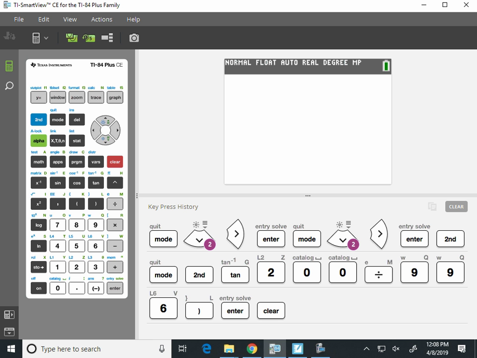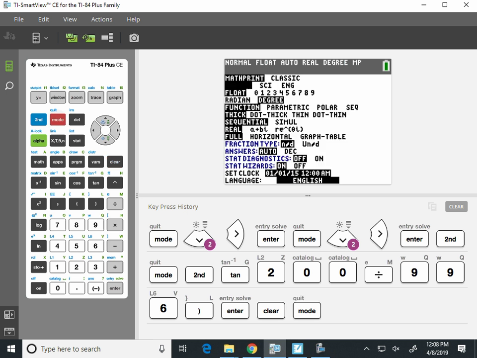It needs to be in what? Degrees. To do that in your graphing calculator, you're going to hit mode. You're going to arrow down to where it says radian, arrow over to where it says degrees, and then hit enter. So the second you restart your calculator, do that.